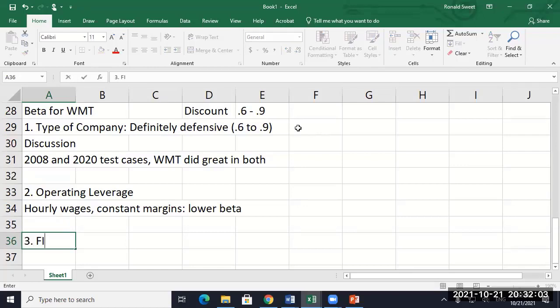Number 3, financial leverage. I'll have to look it up, but I'll show you the chart. So let's look at the chart.